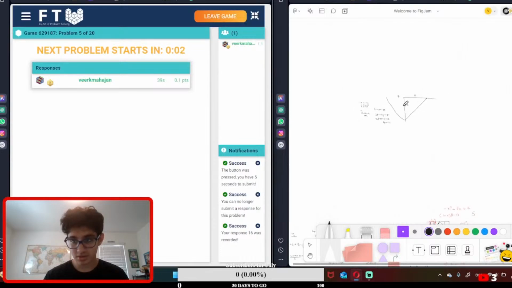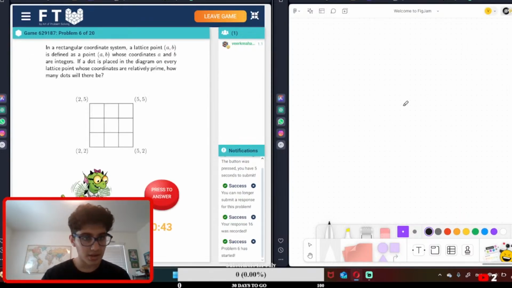Okay. Next, we make some more space here. In a regular coordinate thing, so if a dot is placed on every whose coordinates are relatively, how many dots will there be?